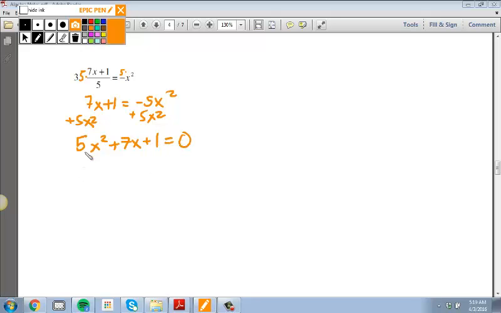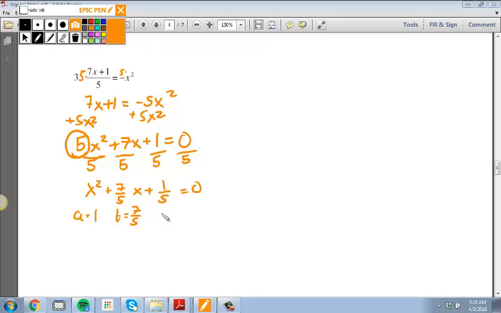Now I see a problem. My number in front of x squared is not a 1. But this is pretty easy to fix. Just divide everything by 5. So I have x squared plus 7 over 5 x plus 1 over 5 is equal to 0. Now the a I'm working with is 1, my b is 7 over 5, and my c is 1 over 5.